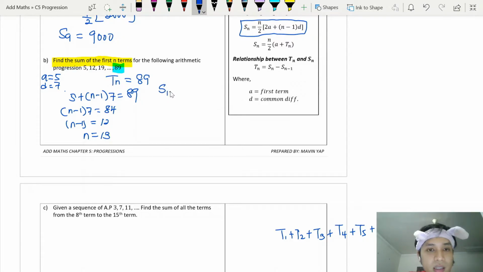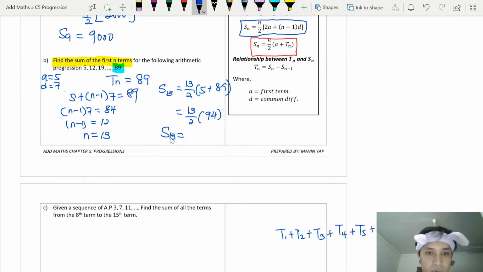So S13. You can either use this formula here, or if the last term is given, normally we will use this one. We can straight away use this to calculate. So 13 over 2, first term is 5 plus your last term is 89. So 13 over 2 times 94. I think we just press the calculator. 13 over 2 times 94 is 13 times 47, which is 611.